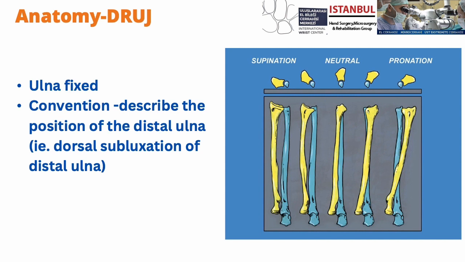The ulna is like a flagpole, and it is thick. The one that moves is the radius bone. However, by convention, we always describe the position of the distal ulna. For example, we usually describe dorsal subluxation of the distal ulna in the case of DRUJ instability.